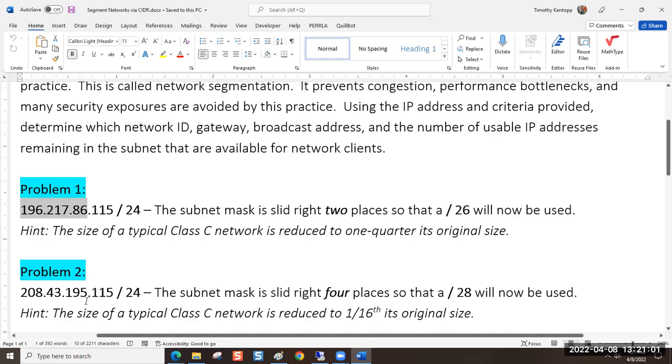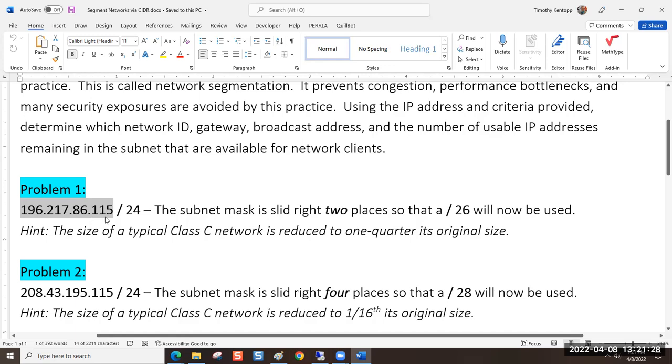Would it be the .1? It would be the .1. Thank you so much. We would add 1 to the network ID. If we want to know the broadcast address, all we do is max out the last number, 255. So the broadcast address is 196.217.86.255. That's what we do if we want to know what the broadcast address for every connected device on that network is.